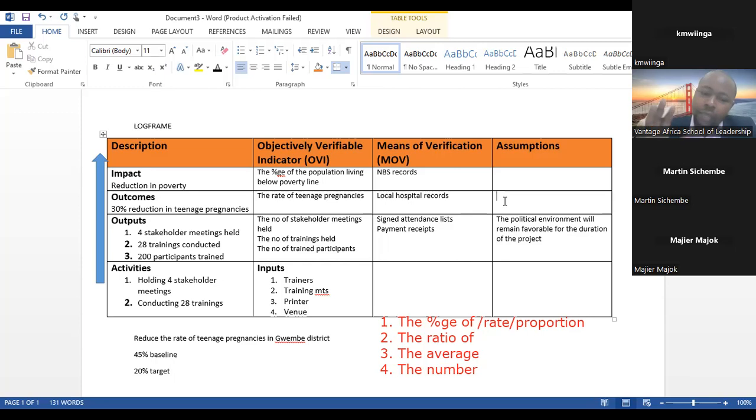And by the way, there are some people usually see as doing assumption stroke risks. Don't do that. I know you will meet many log frames that are like that. But because you came to Vantage Africa School of Leadership, you should know it can be either one of them.